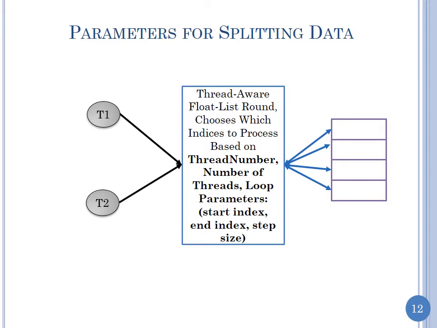Oops. I thought I had a student discussion slide there. I guess I didn't. That's too bad. So we'll probably see that later. So we can do that based on the thread number. We can figure out the number of threads and the loop parameters, the start index, end index, step size. Given these parameters, we can imagine going and dividing the work.